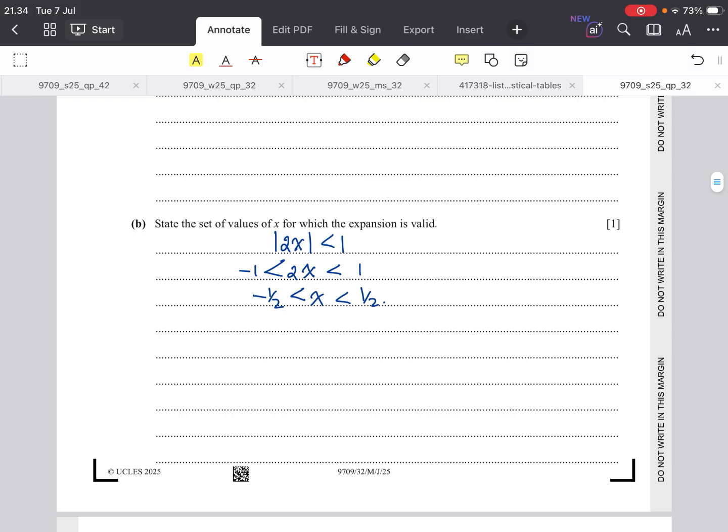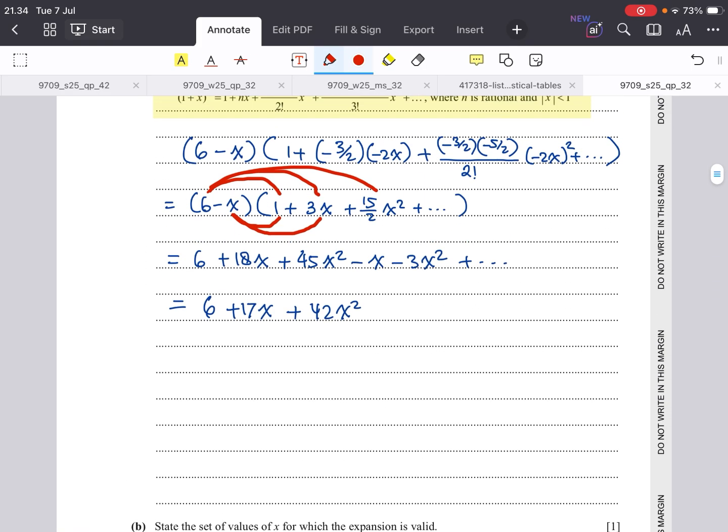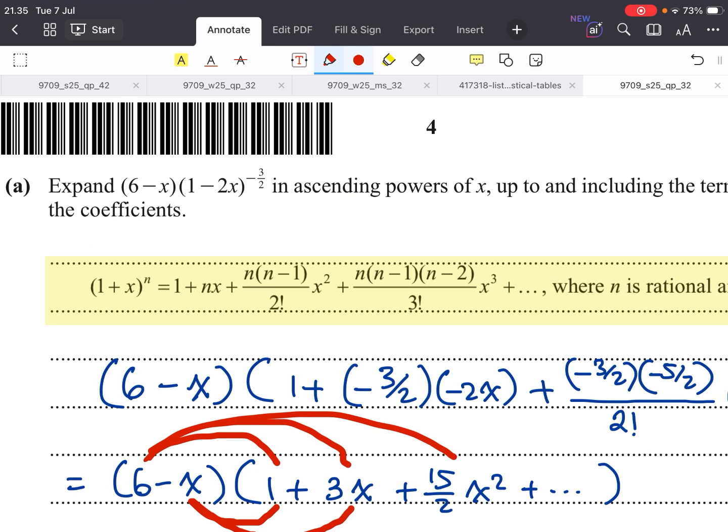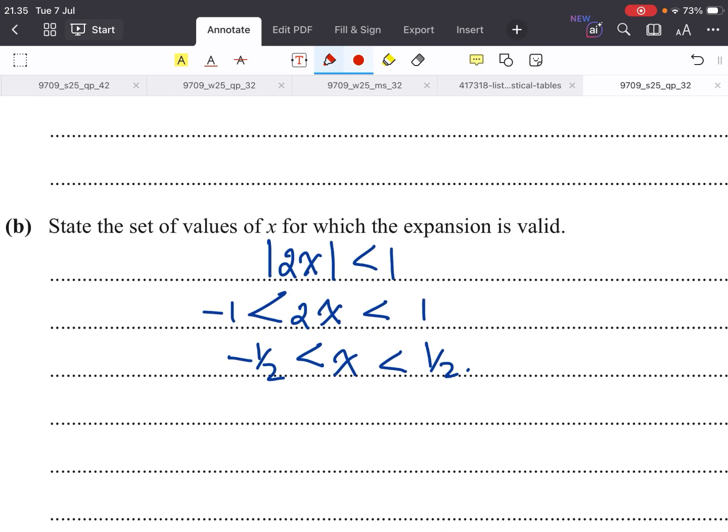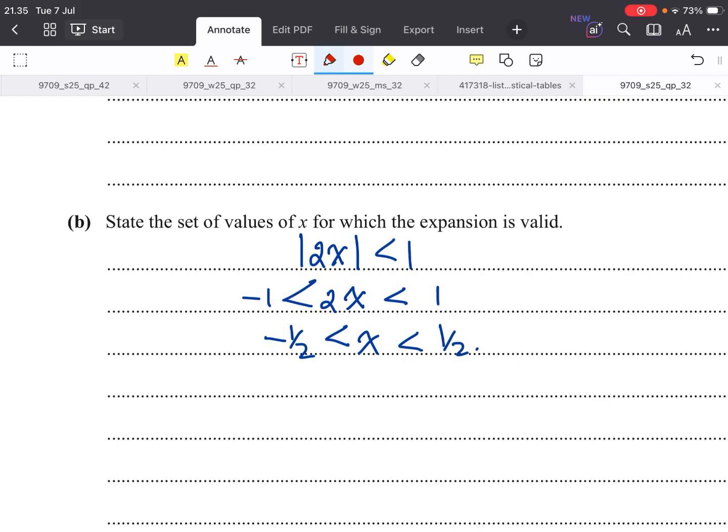Part B. State the set of values of x for which the expansion is valid. So this expansion is valid when the absolute value of 2x is less than 1, or -1 < 2x < 1. So the value of x lies from -1/2 to 1/2.